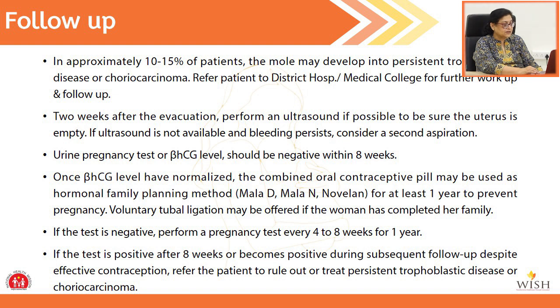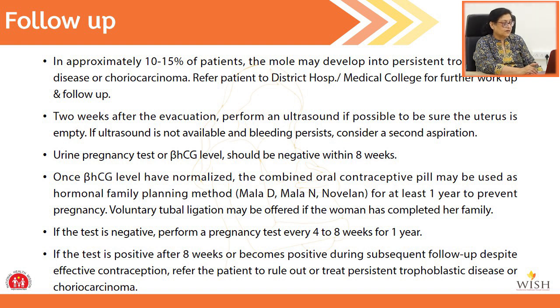Once the beta HCG levels have normalized, you can give the patient hormonal contraceptives and ask her to prevent pregnancy for at least 1 year after a vesicular mole. If the patient has completed her family, you can offer her voluntary tubal ligation.